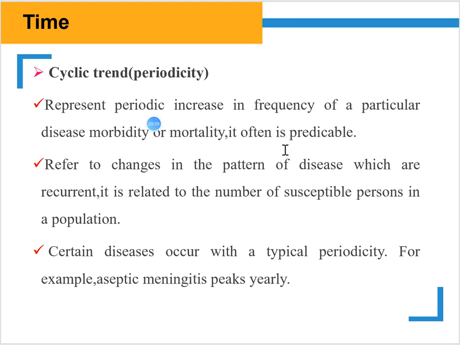Cyclic trend represent periodic increase in frequency of a particular disease morbidity or mortality. It often is predictable. Cyclic trend refers to changes in the pattern of disease which are recurrent. It is related to the number of susceptible persons in a population. Certain disease occurs with a typical periodicity. For example, aseptic meningitis peaks yearly.